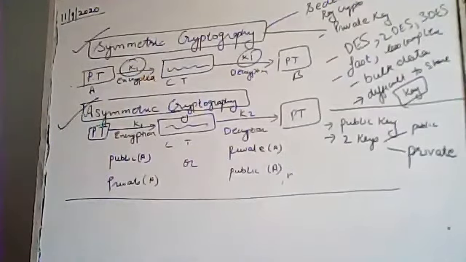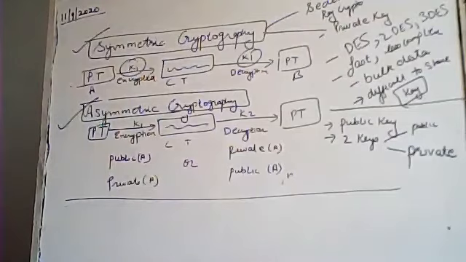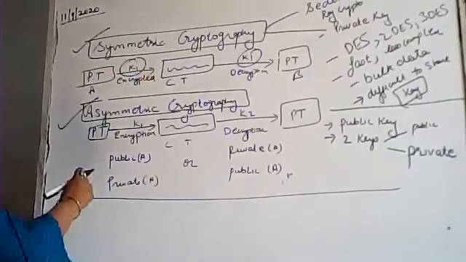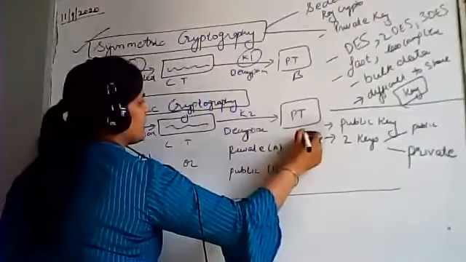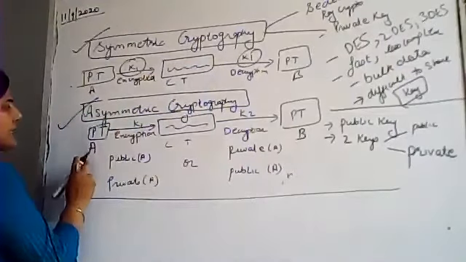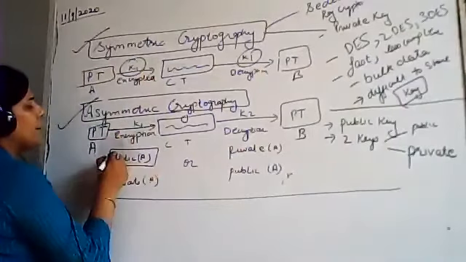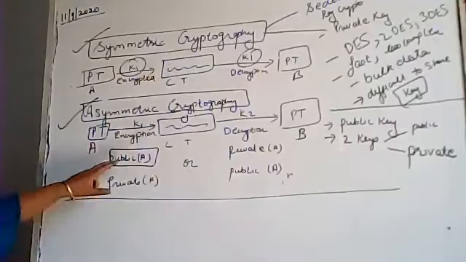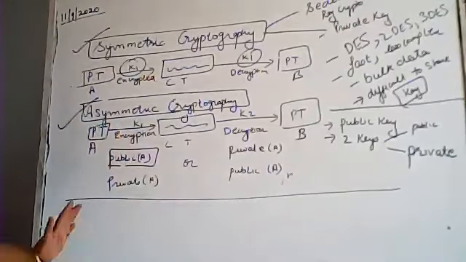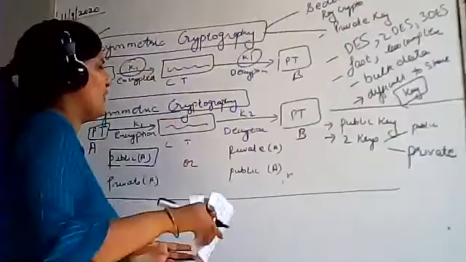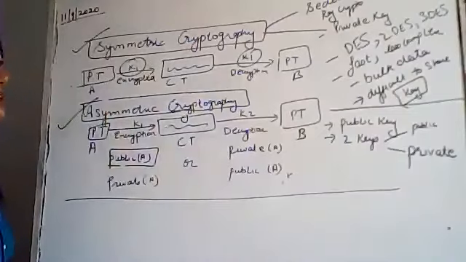Now the next thing is that in asymmetric cryptography, a message that is encrypted using a public key can be decrypted only using the private key. Let's suppose this is the sender A and this is the receiver B. Sender A will encrypt the plain text with the help of a public key and convert that message to the ciphertext.